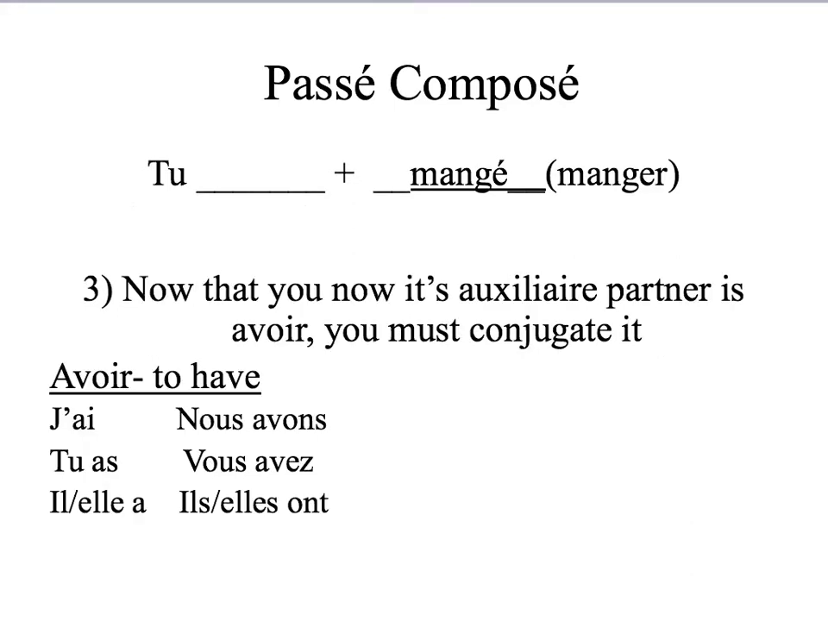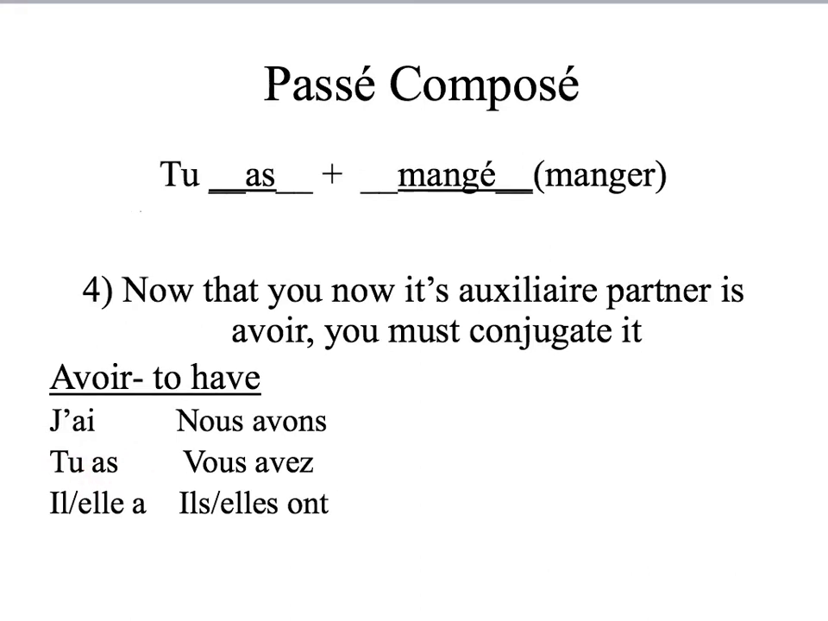So now that we know that its auxiliary partner is avoir, we need to conjugate avoir to match the pronoun. So I've gone through, looked at all my conjugations, and to fit into my sentence, I know I need to conjugate avoir to match tu. So in this case, I'm going to put tu as mangé. So now I just plug that in right before the PP form. So now I have the pronoun, the auxiliary, in this case a conjugated avoir, and the PP form.